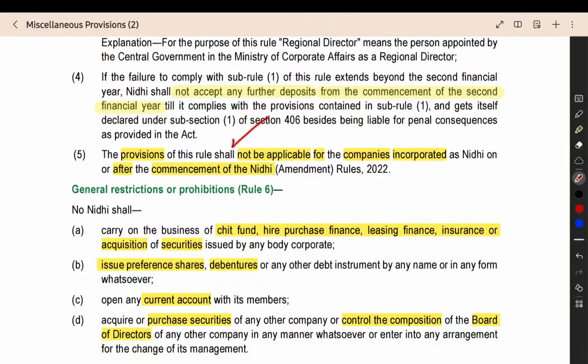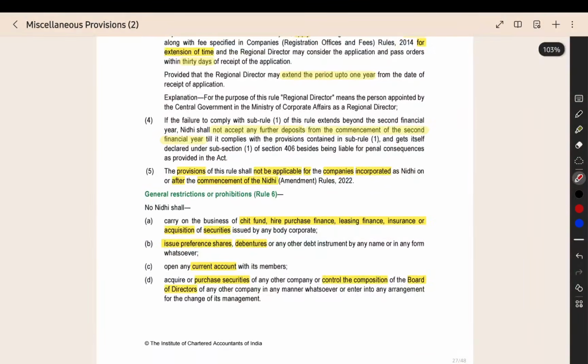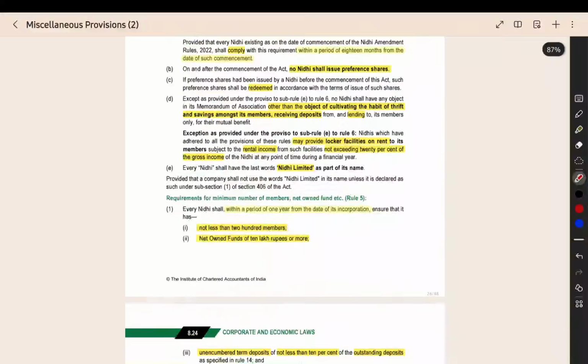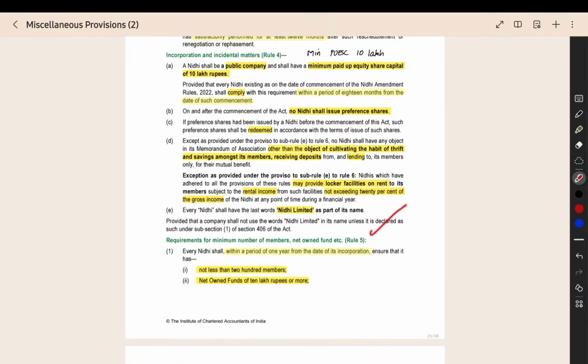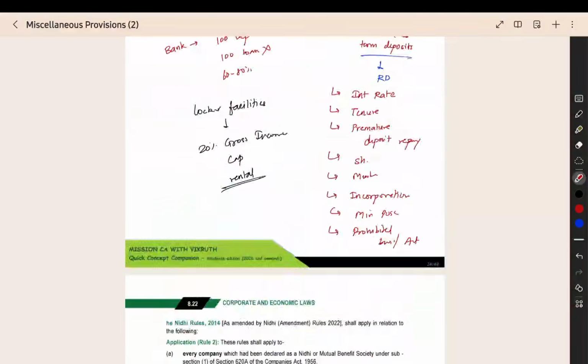This provision will not be applicable if you are creating a Nidhi company after the commencement of the Nidhi Rules 2022. So that's why I kept this at last. This is a very low priority section only. So this is an old procedure. I don't know why they have not given the new procedure in the book.